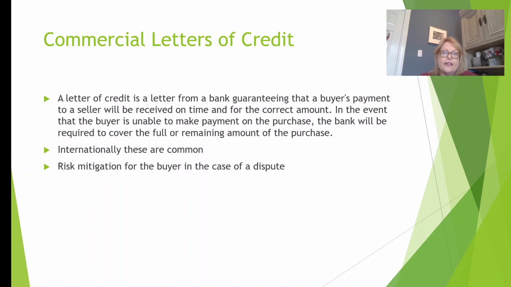A letter of credit, this will be on your test as well. A letter of credit is a letter from a bank saying that I'm going to buy something from you and that you're going to get paid and it's going to be the right amount. So that if something happens and I do not pay, the bank will say, we're going to make sure that the seller gets paid. Internationally, these are extremely, extremely common because they make the risk for the buyer and the seller go down because they know that the bank is going to make sure that they get paid.